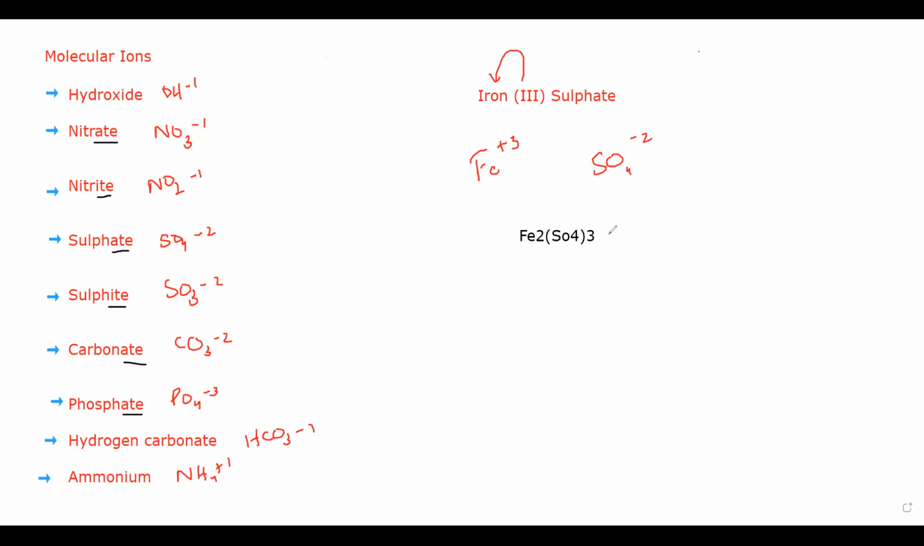Yeah, that's good, Abdullah. Because 3 and 2 are already simplified. So this 2 will be with iron and 3 is with sulfate. So it will be Fe2(SO4)3 which shows iron 3 sulfate.